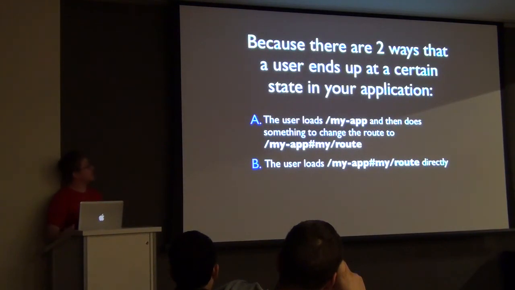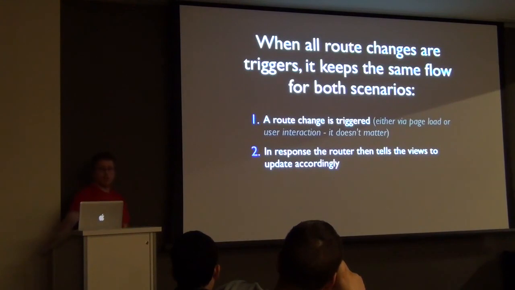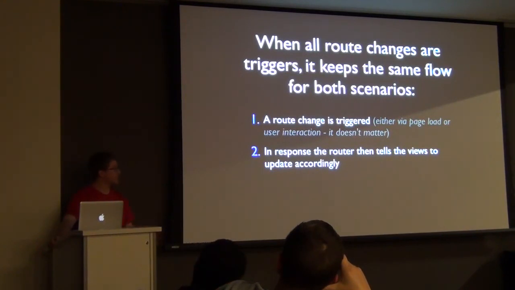That's because there are 2 ways that a user can end up at a certain route in your application. They can load the page without a route in the URL, and then navigate to their route using the views in Backbone and updating the route. Or they can load that page directly with the route already in the URL. When all routes are triggers, then it keeps the same flow for both scenarios. A route change is triggered either via loading that route directly in the URL, or using the user interaction where you click on something and it triggers the new route. And then in response to that trigger from the router, it then tells the views, hey, go ahead and render the view for this route accordingly.